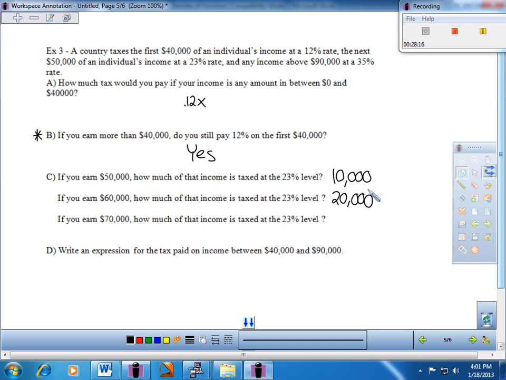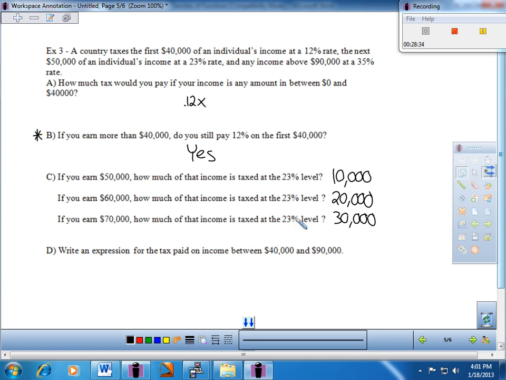How about this one, everyone? If we earn $70,000, how much of that income is taxed at the 23% level? I'm hoping you would agree that it's $30,000. The first 40 is taxed at 12%, and then for this one, the next 30 would be taxed at the 23% level.